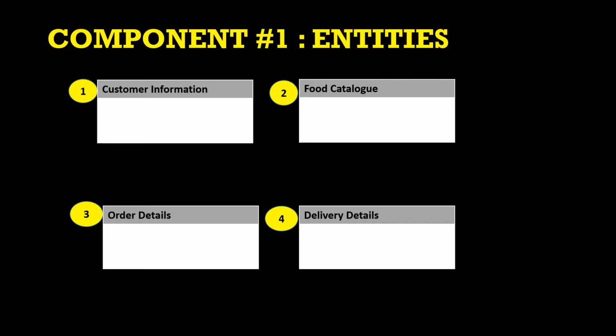The entities she included are entity number 1, customer information, to store the customer details. Entity 2, food catalog, which will store the list of food items available for home delivery. Entity number 3, order details, which will store the details of the order. And entity number 4, the delivery details, which will store the details of the home delivery.